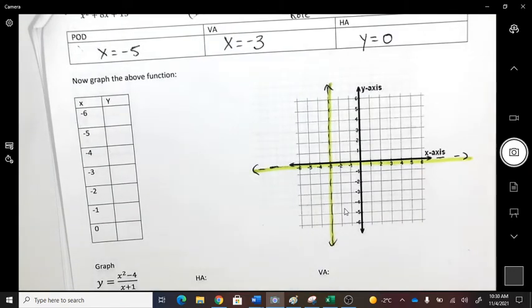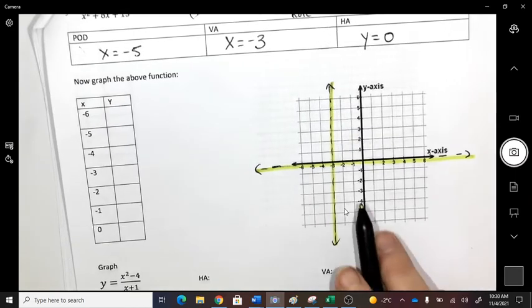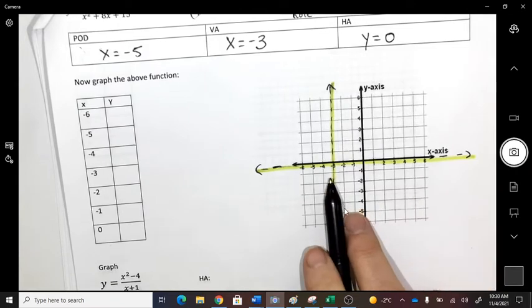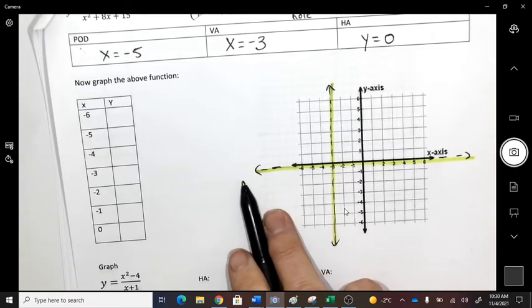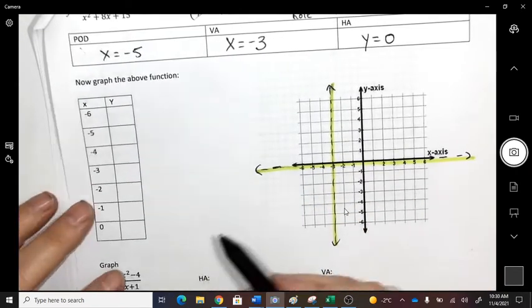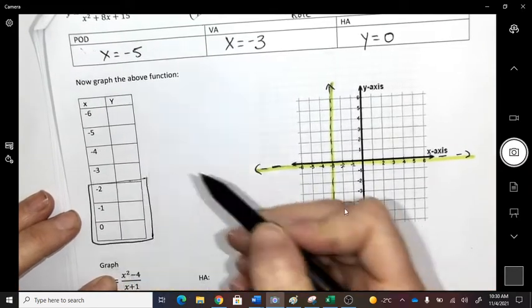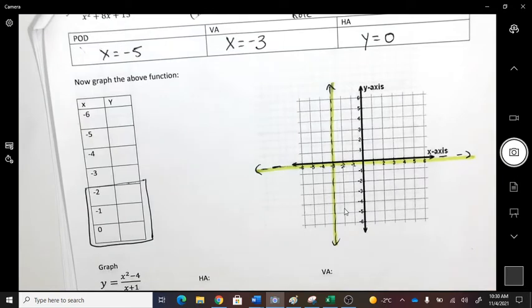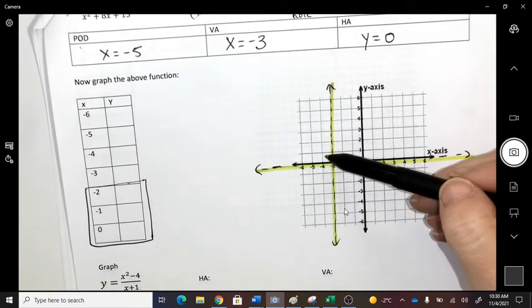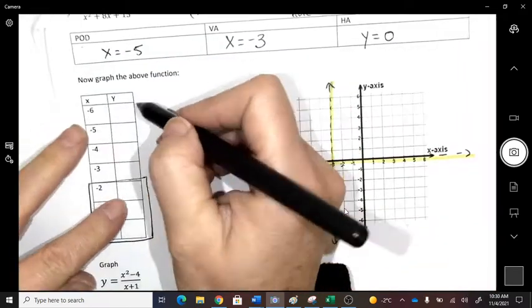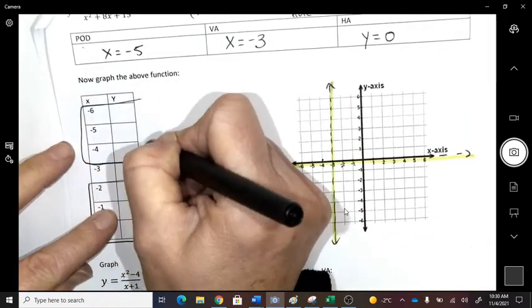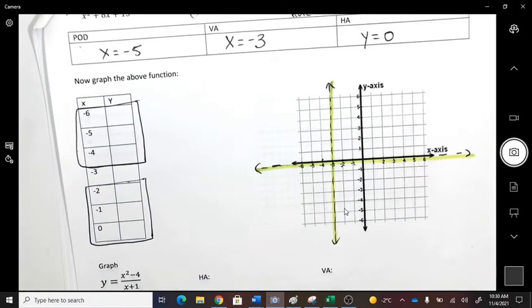Okay, now I'm going to pick a couple points on this side of it, and I'm going to pick a couple points on that side of it. Okay, so I'm going to go -2, -1, and 0. I'm going to plug in those values. And then I'm going to go -4, -5, and -6 and plug in those values. So I'm picking a couple points on the right of it and left of it.